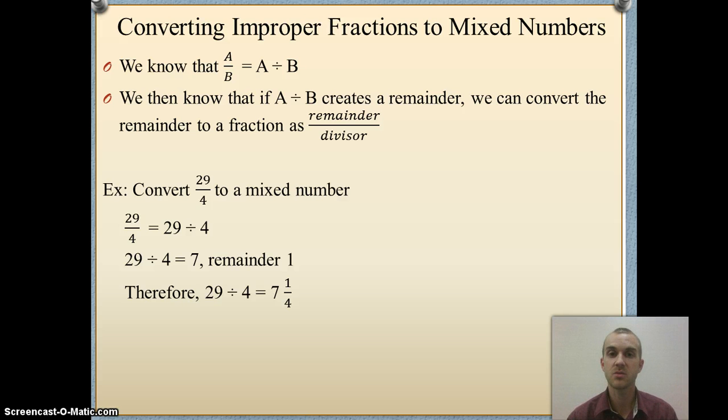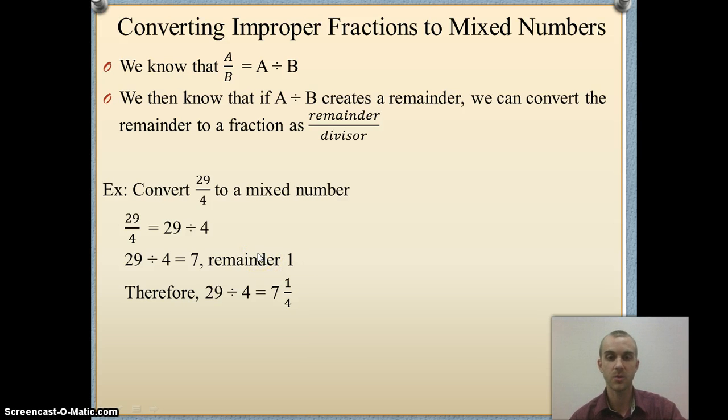Now, same thing happens with improper fractions. We know that A over B, which would be an improper fraction, is equal to A divided by B. And we also know that when we do this division, if we have a remainder, we can just write it as a mixed number with a remainder over the divisor. So if I have 29 fourths, that's the same as 29 divided by 4, and that tells us that we have 7, because 4 times 7 is 28, and leaves us a remainder of 1 to get up to 29.